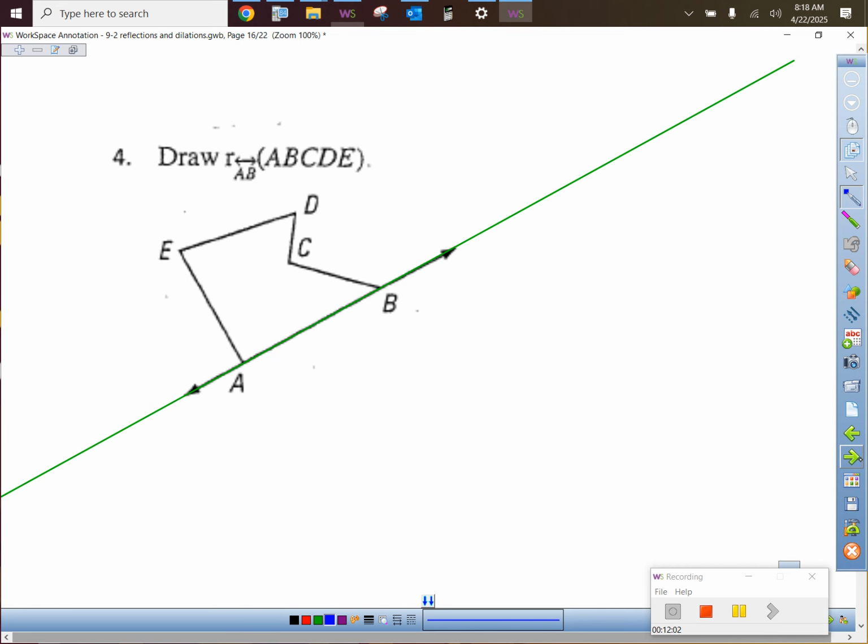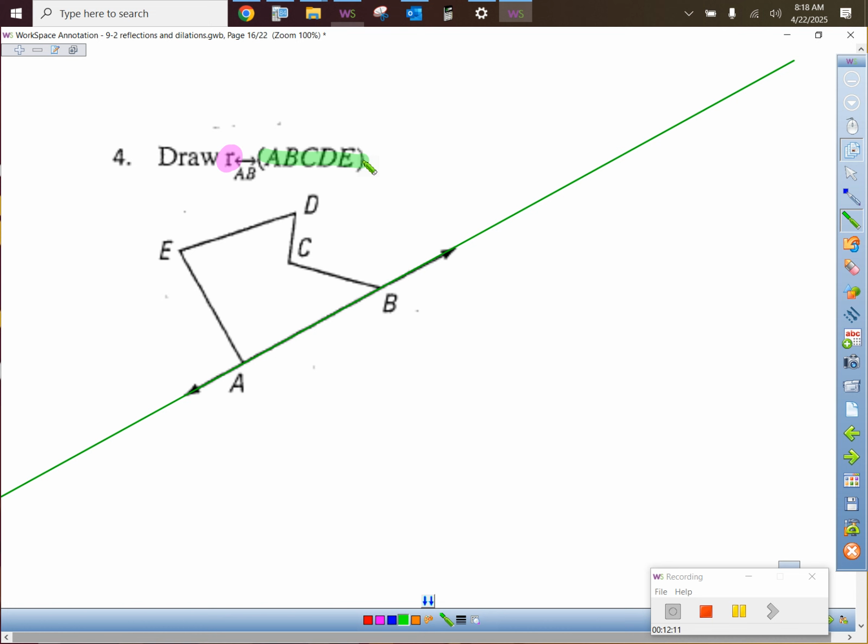Let's try again. Please, first of all, what does this say? I'll highlight, you say it. What is that? Draw what? The reflection of A, B, C, D, E over line AB. Please extend line AB out much longer. And let's get one thing out of the way once we extend that out longer. They want us to reflect A, B, C, D, E over this line.